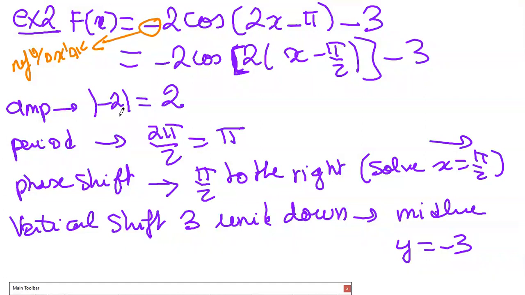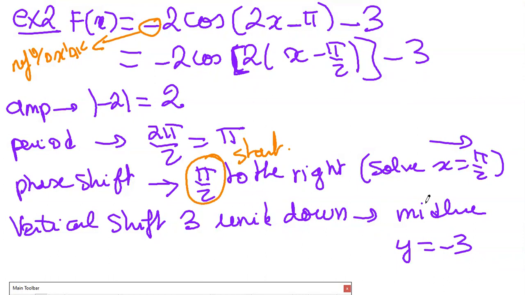So the amplitude is the absolute value of minus 2, so it gives me 2. What is my period? It's 2 pi over 2, so my period is pi. Now, I have a phase shift of pi over 2. Again, when I solve it, it gives me 2x equals pi, x equals pi over 2. So I'm going to the right, pi over 2. It means I will start from which point? This is my starting point. And I have a vertical shift 3 units down.